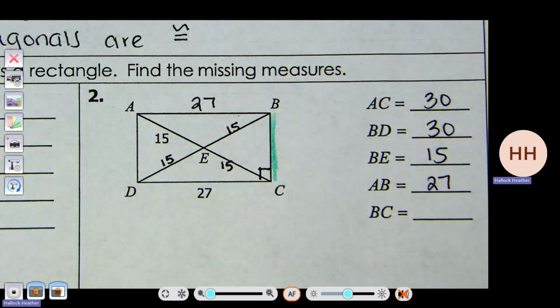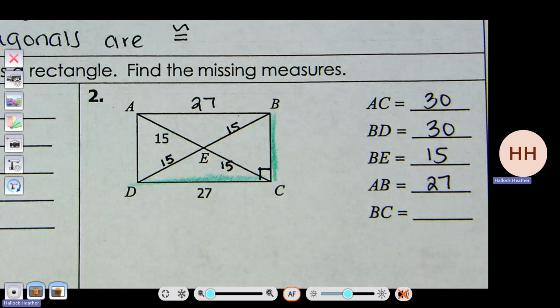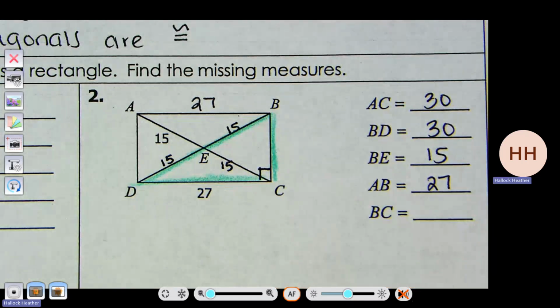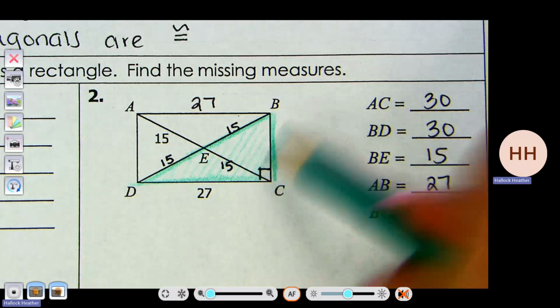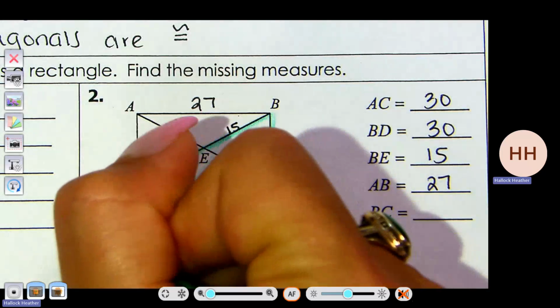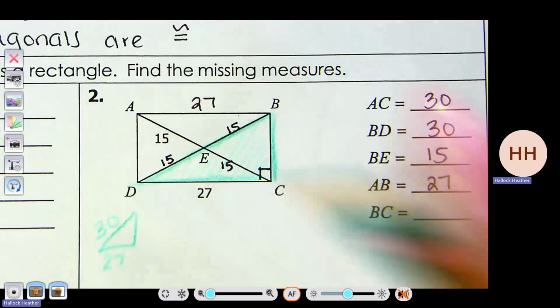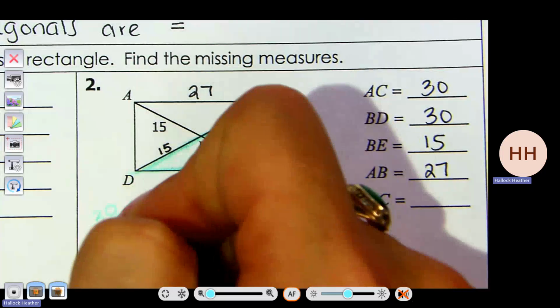What's going to be the base of the right triangle? Nope. It's not 15. 27, because we're making a right triangle, so it needs to be perpendicular. And then I'm cutting across. The diagonal is going to be the C. So we're going to make the Pythagorean theorem, and then we're going to solve for BC. So if I have a little right triangle, I have 27 down here. The diagonal's 30. Am I trying to find A, B, or C? A or B. So I'll just call it B.